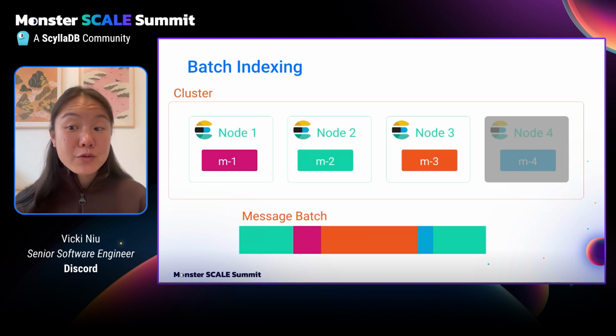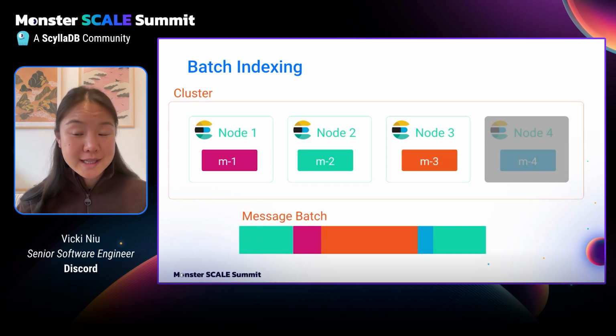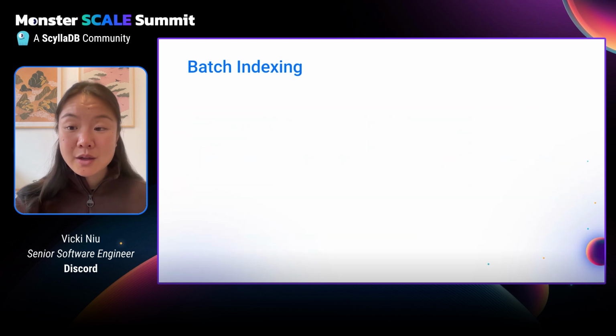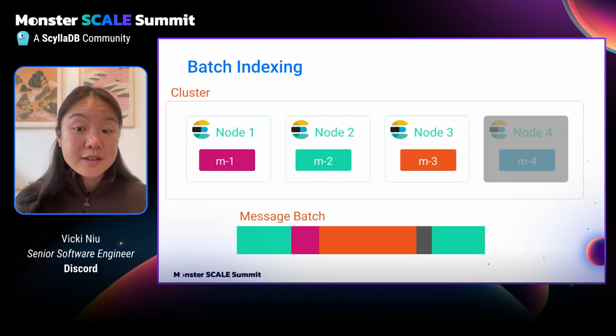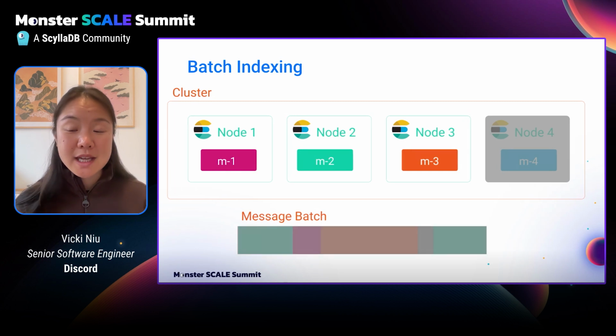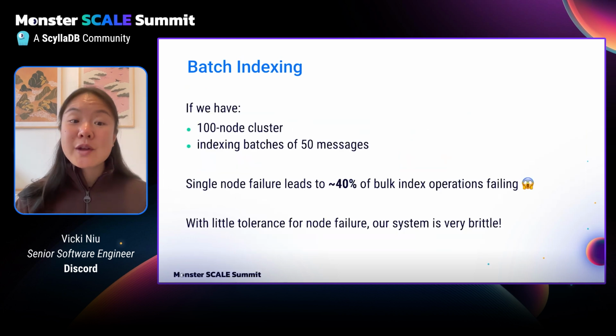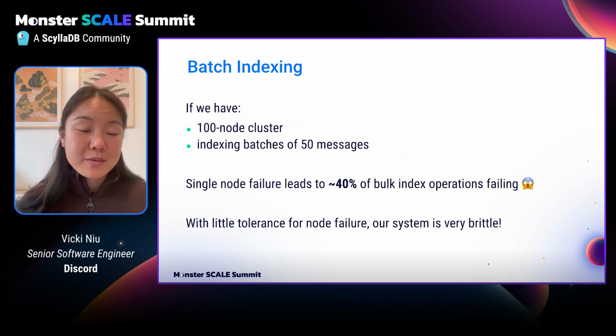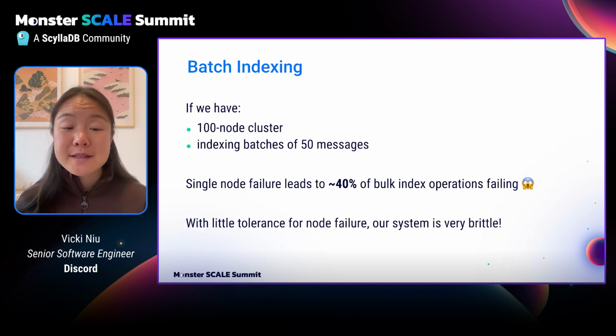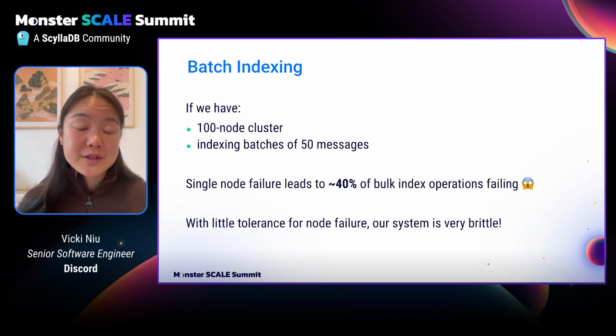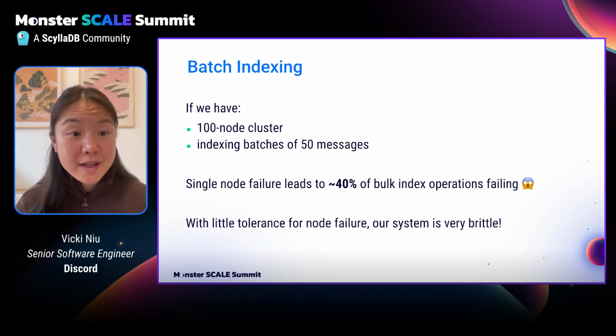So now let's say that node 4, which has the primary shard for our index M4, goes down. We can expect the messages living on M4 to fail to index. But unfortunately, in our batch model, this means that all of the messages in this batch and any other batches with messages on M4 will fail. So if we have, let's say, a 100-node cluster and we index batches of 50 messages, a single node failure means that around 40% of all of our bulk index operations will fail. So this makes our system very brittle and has very little tolerance for node failure. This was a key problem in Search V1 that we encountered.